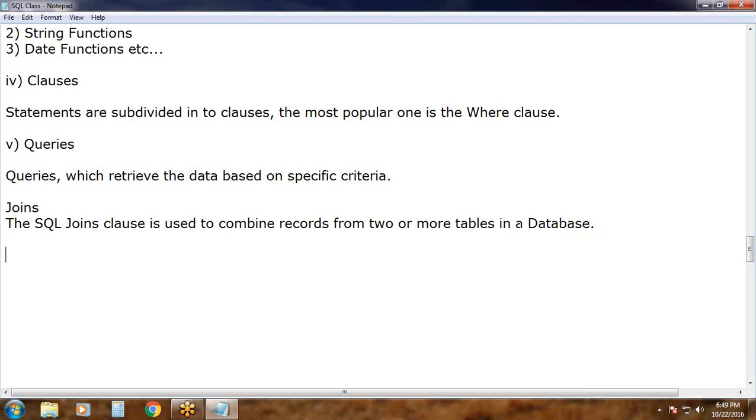If we use a general query, it retrieves data from a single table. If you use joins, you can retrieve data from multiple tables. That is the difference. We have different types of joins: inner join, left join, right join, full join, etc. That we will discuss later.